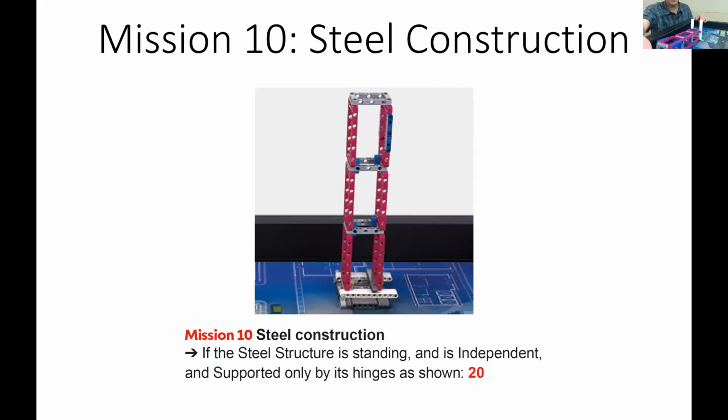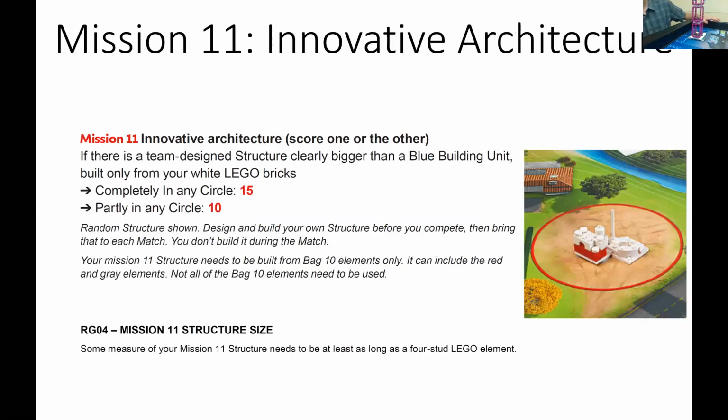If at the end this structure is standing and is independent, nothing else is touching it, and is supported only by its hinges as shown, although again we get back into the hinges are supported by the mat, ignore that for now, this is 20 points. Again, I'm assuming that they will come to some understanding on RG11 that lets us score all these missions without feeling like we're ignoring it. So that's mission 10. Mission 11.